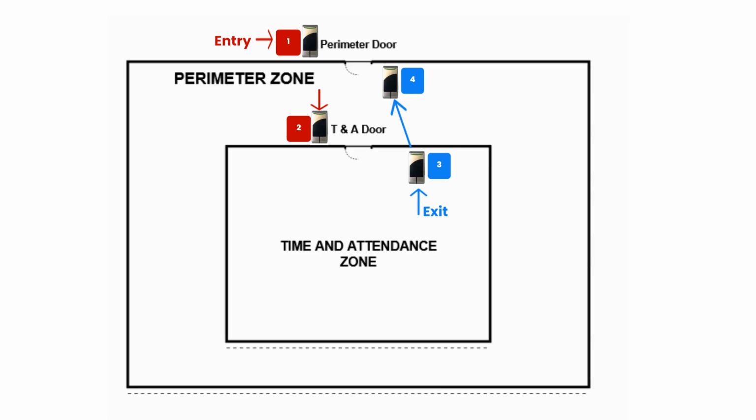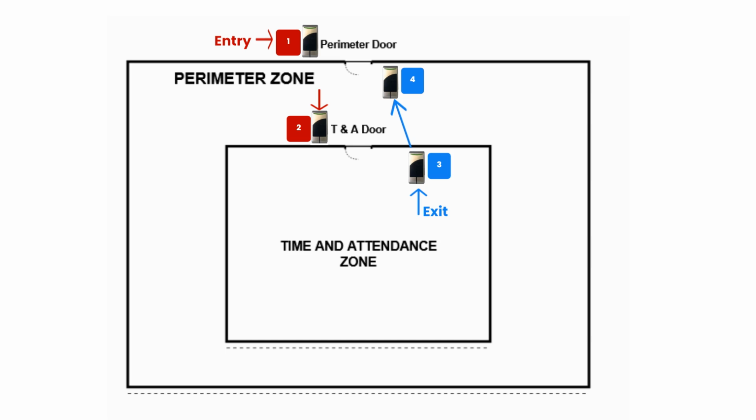In our example, we focus on a time and attendance zone nested within a perimeter zone. Workers who enter the time and attendance zone cannot leave the perimeter zone without first exiting the time and attendance zone. This ensures that staff members cannot leave the site while still being counted as present in the time and attendance zone, where they are compensated for their time.